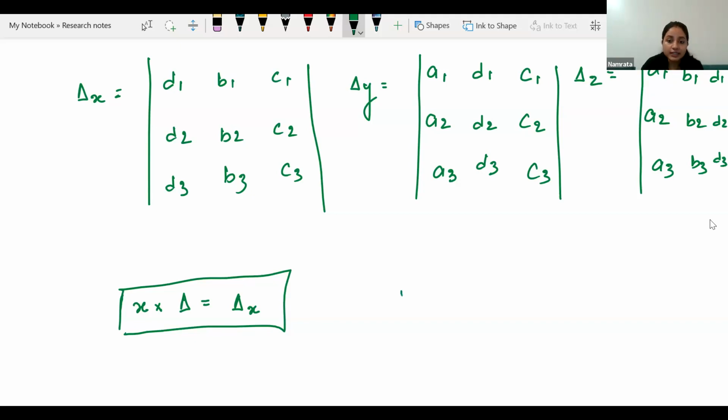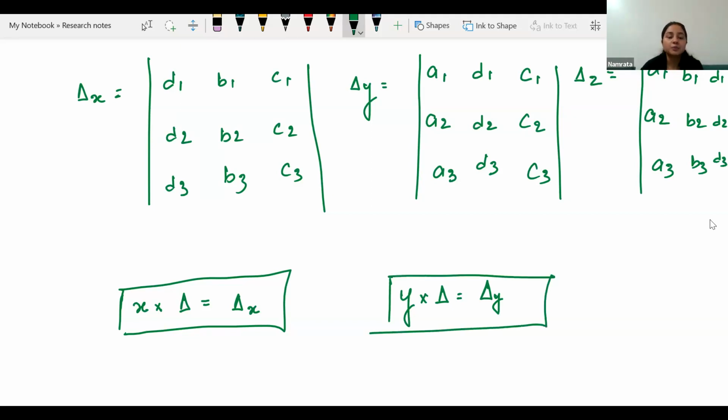Similarly, y into delta is equal to delta y. Delta y is just a determinant, so we will have a particular value. Delta is a determinant with a particular value, and directly we will be able to calculate the value of y here by Cramer's rule. And z into delta is equal to delta z. So this is what is given by Cramer's rule.